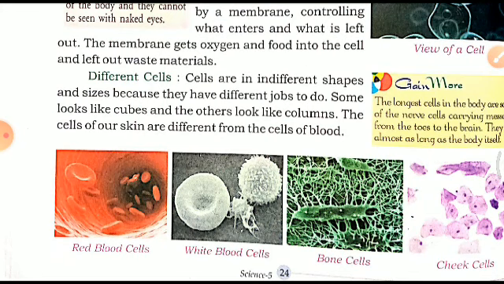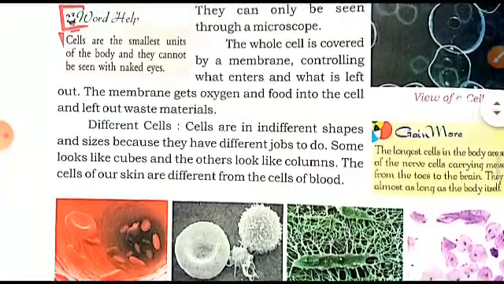Now, in Gain More, it is written that the longest cells of the body are the nerve cells, carrying messages from the toes to the brain. They are almost as long as the body itself. Nerve cells, or neurons as they are called, are the longest cells because messages need to be transmitted very fast from the brain to other parts of the body, or from the parts of the body to the brain. That is why nerve cells are long, so that the message travels without any interruption.